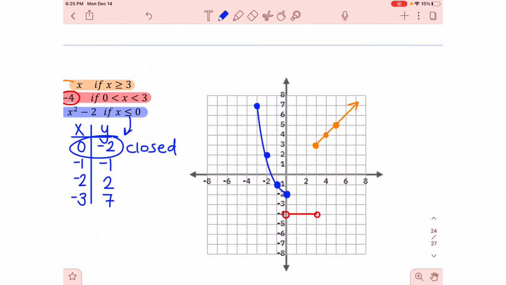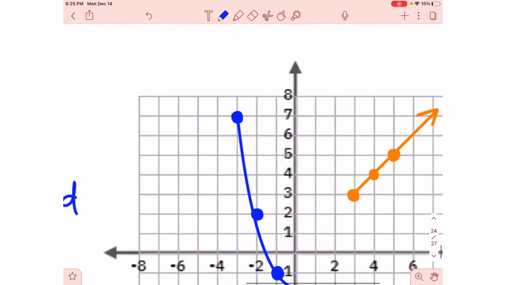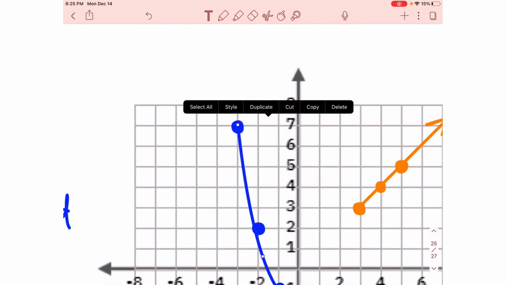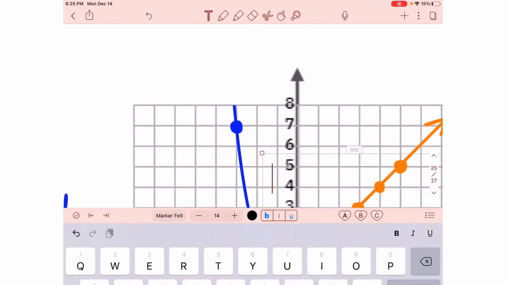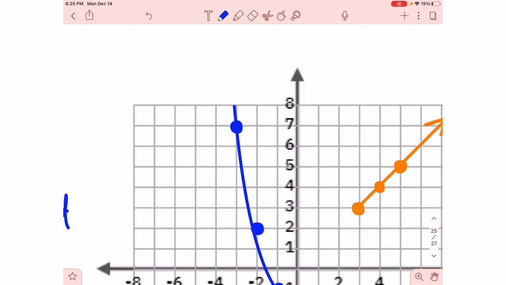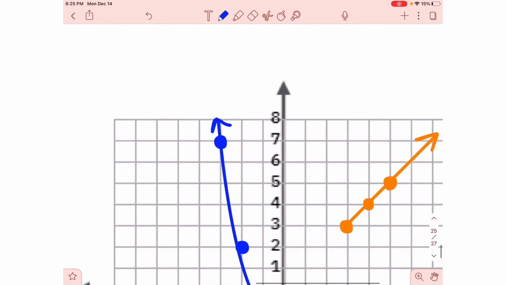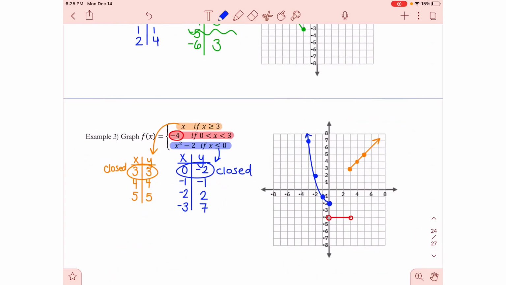So I actually, oh, no, I did lie. Guys, I'm off my A game. This is if x is less than 0, so it does go on. If it was between two numbers, it wouldn't go on, but it's not. So it's just less than 0, so it does go on. I can draw an arrow.